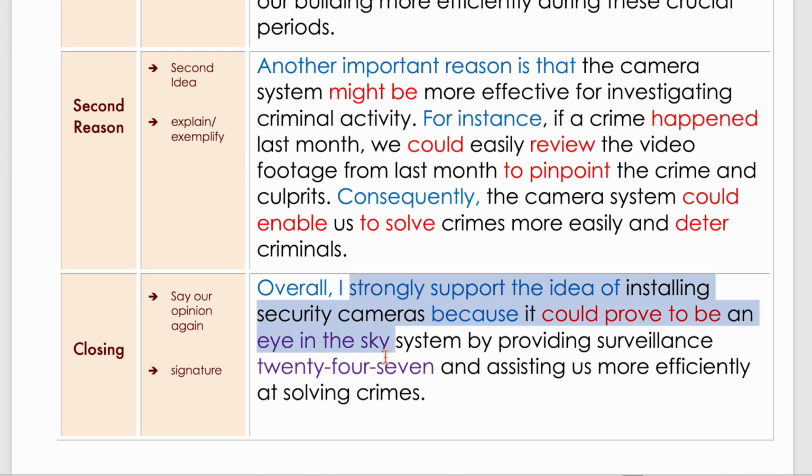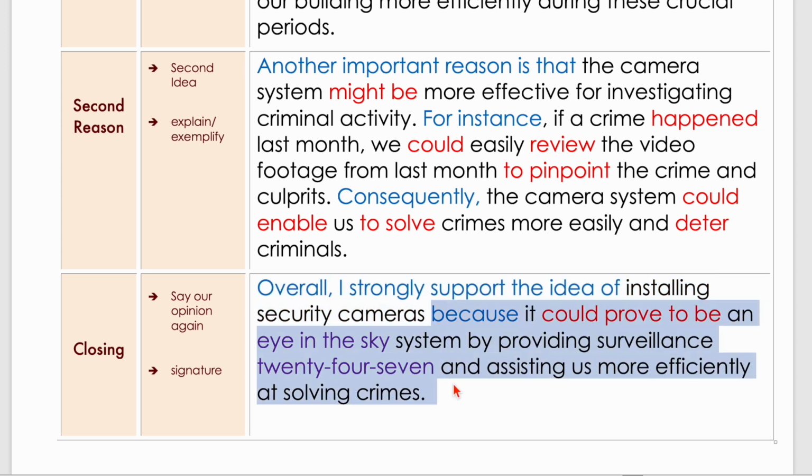In this part here, I can see very strong language, and "eye in the sky system," and "surveillance 24/7," good expressions, and very strong, okay? So I said here the first part was weak because "installing security cameras." That's exactly what the topic is.